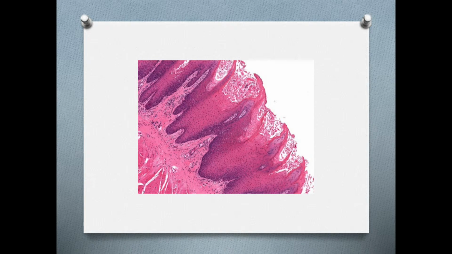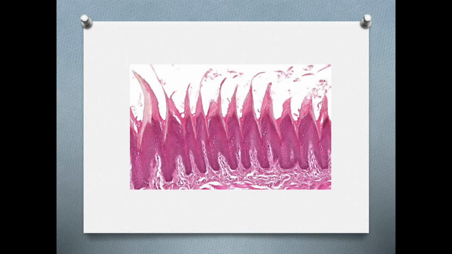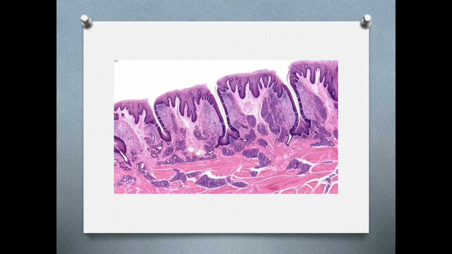It's filiform papillae. What is important for this type of papillae? This type of papillae is the most numerous, without taste buds, and heavily keratinized. The next one is the same type of papillae. It's filiform papillae again.